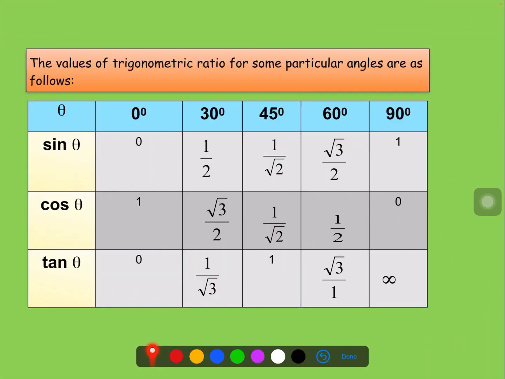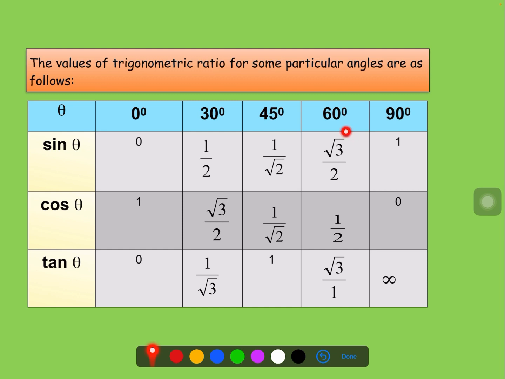The values of trigonometric ratios for some particular angles are as follows. Sine 0 is 0. Cos 0 is 1. Tangent 0 is 0. Sine 30 is half. Cos 30 is root 3 over 2. And tangent 30 is 1 over root 3. Sine 45 is 1 over root 2. Cos 45 is 1 over root 2. And tangent 45 is 1.